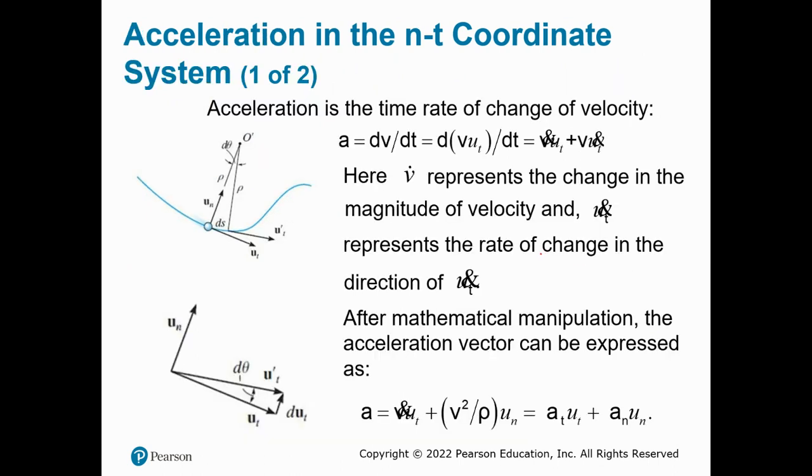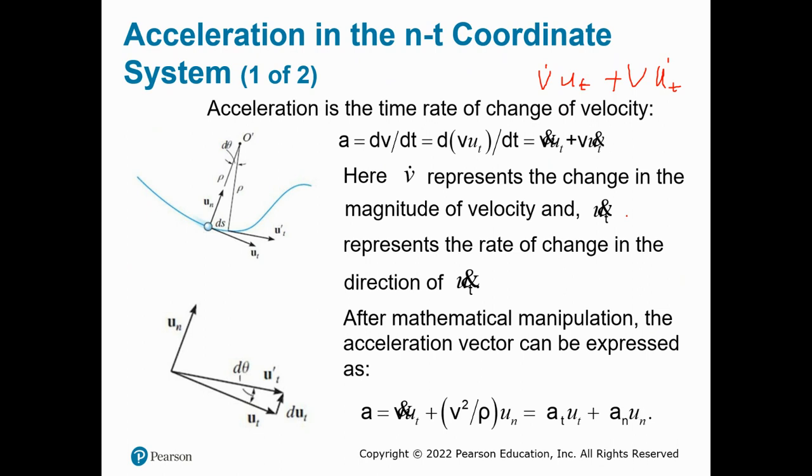And also in your acceleration, you will take the derivative with respect to time. Keep in mind that the symbol would just be a dot on top of it. So it will be v dot, the derivative of v, times ut, plus v without the dot times ut dot. Okay, it's a product rule. So over here, v dot represents the change in the magnitude of the velocity, and ut dot represents the rate of change in the direction of ut.